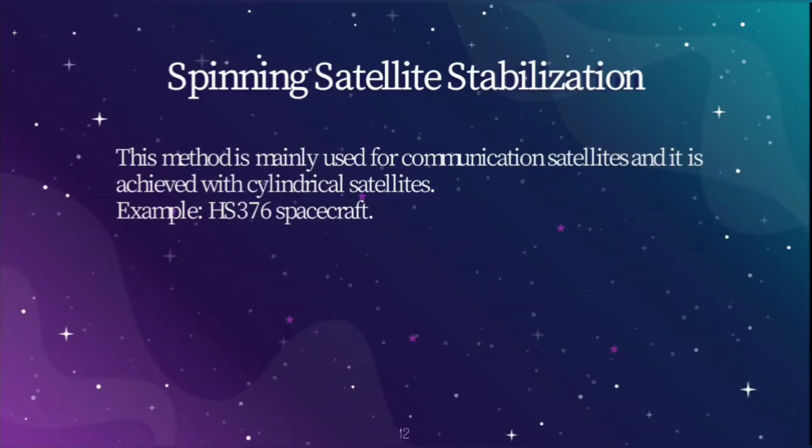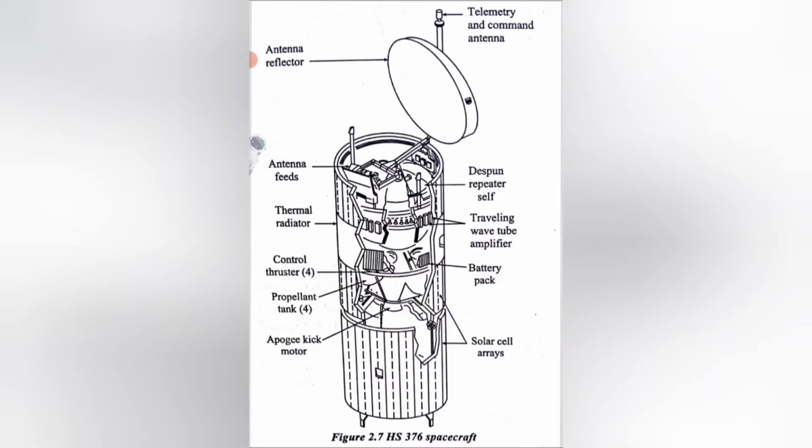Satellite stabilization. This method is mainly used for communication satellites and it is achieved with cylindrical satellites. For example, HS 376 spacecraft. This is the structure of HS 376 spacecraft.